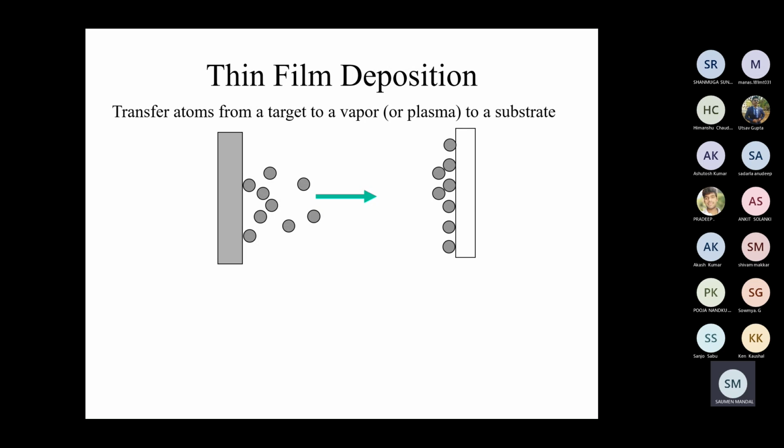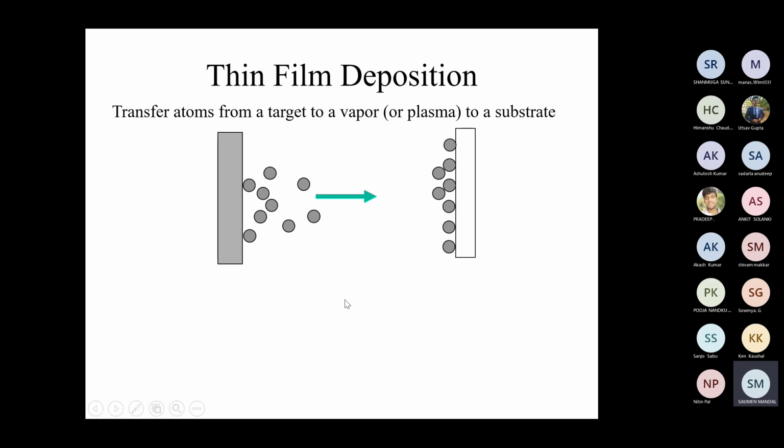Okay, so what is happening in basically pulse laser deposition? Before the pulse laser deposition, all previous class notes I have already put in the Moodle, so you will get them. So in pulse laser deposition, what is happening? We transport atoms from the target to a vapor or plasma, and then to a substrate. So from the target, first what will happen?